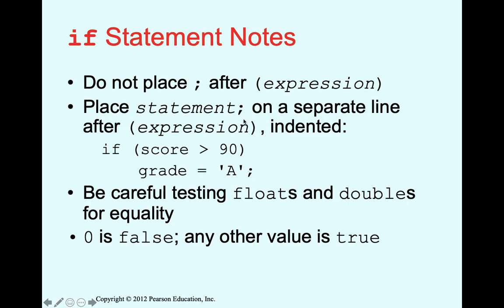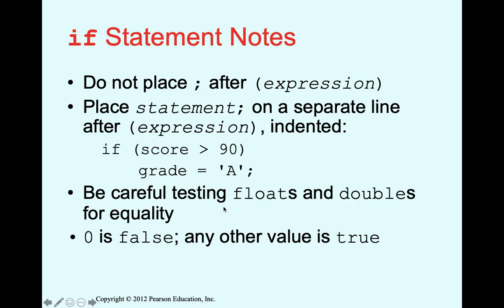Another thing we have to take care of: place the statement in a separate line. You can write the statement here, like if score greater than 90, you can write cout blah blah right here, but it's not good. It's better to write it in a different line and also use indentation. Again, if you didn't do indentation, it's fine also, but it's highly recommended.